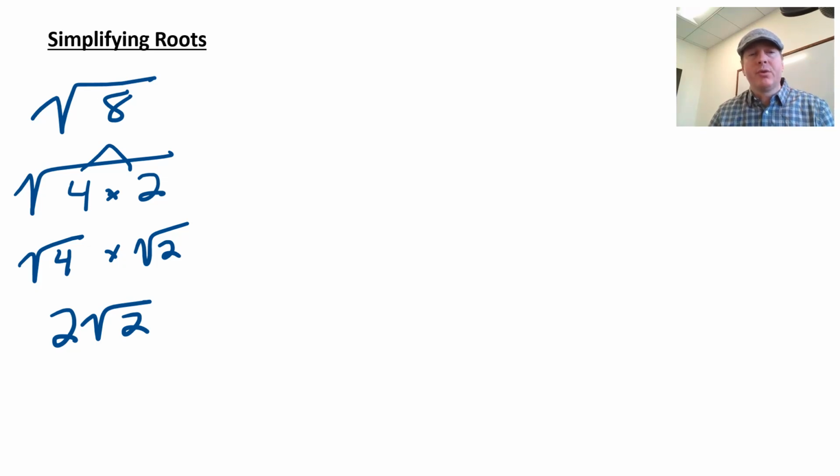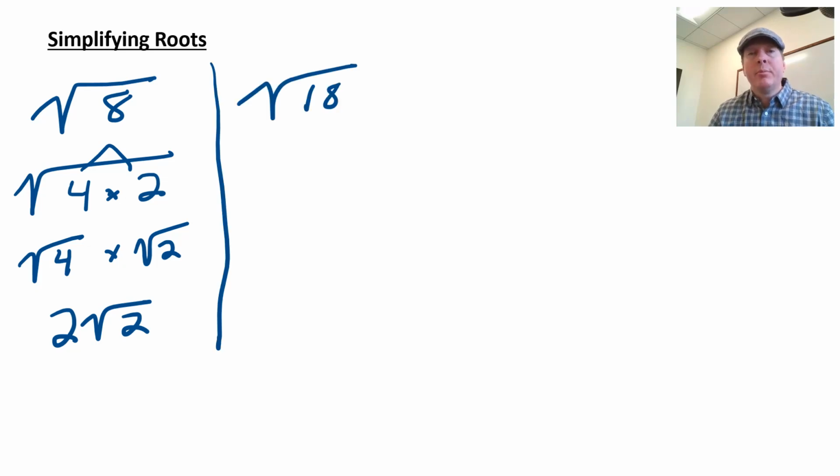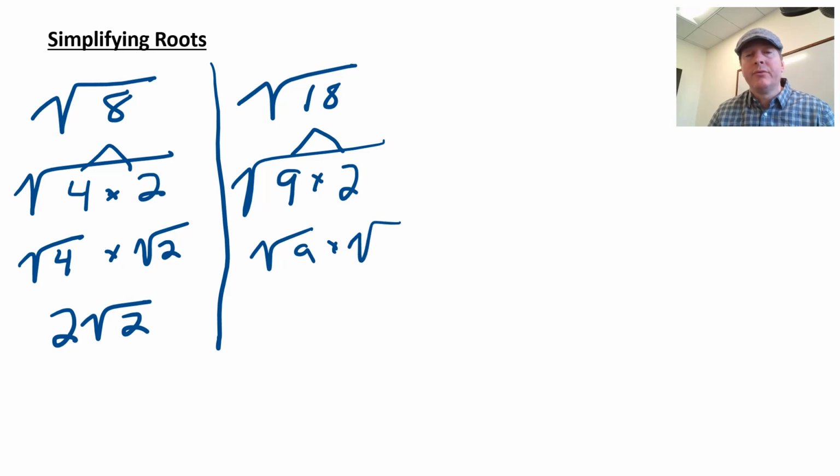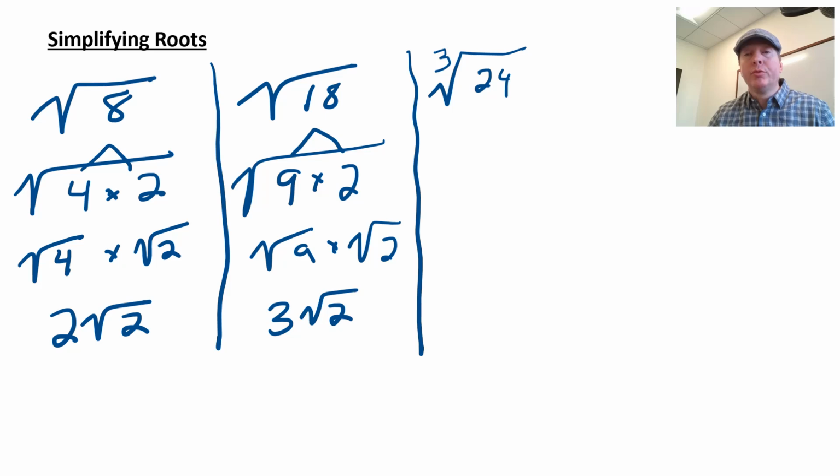So you can simplify a root in that way by asking, is it divisible by any number that is itself a perfect square? How about the square root of 18? Well, 18 is 9 times 2. 9 is a perfect square, so it's the same thing as the square root of 9 times 2. It's the same thing as the square root of 9 times the square root of 2. It's the same thing as 3 root 2. How about cubed roots? How about the cubed root of 24?